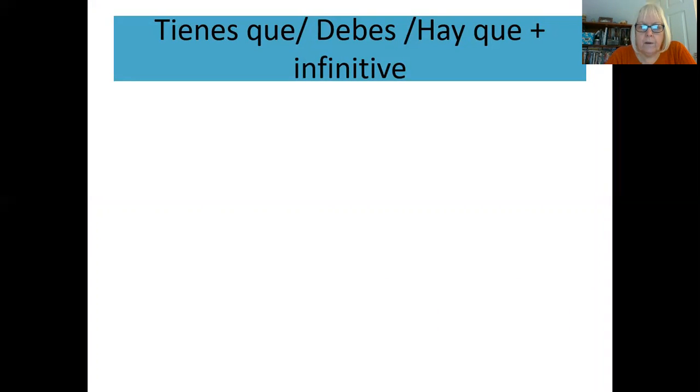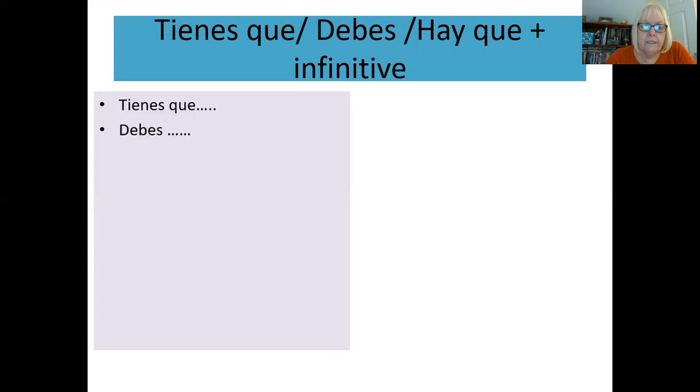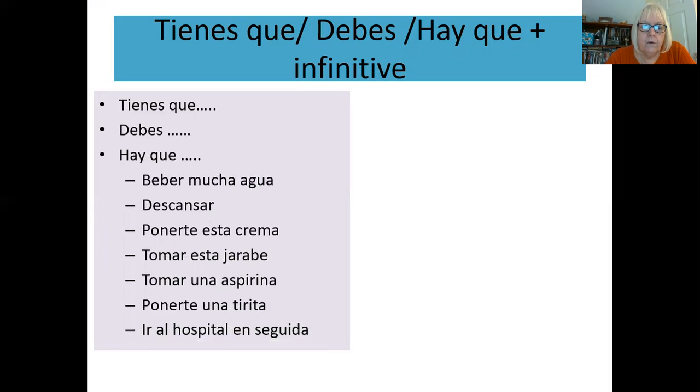This was another grammar point. Now, if you've got all these things happening to you, breaking legs and eating too many sweets and getting a stomachache, what do you need to do about it? So, tienes que, debes, and hay que, plus are all followed by infinitives. So, tienes que, debes, or hay que.